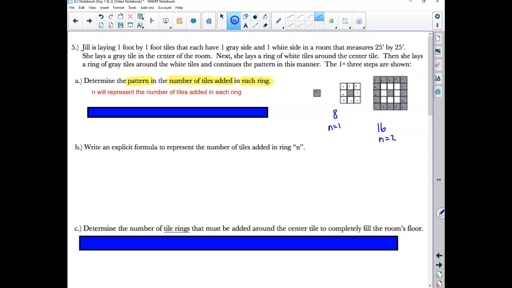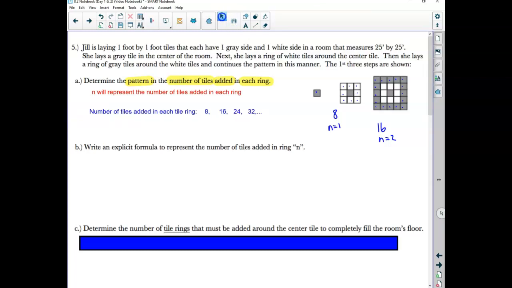So, as I'm coming across here and I think about the number of tiles added in each ring, well, there's my first one. I'm looking at a sequence. Here's my n equals 1, my n equals 2. If I drew out another ring of white tile around that last gray ring, there's going to be n equals 3. There's going to be 24 tiles in that ring. The next ring outside of that's going to be n equals 4. There's going to be 32 in that ring. Okay? Why is that important to know?